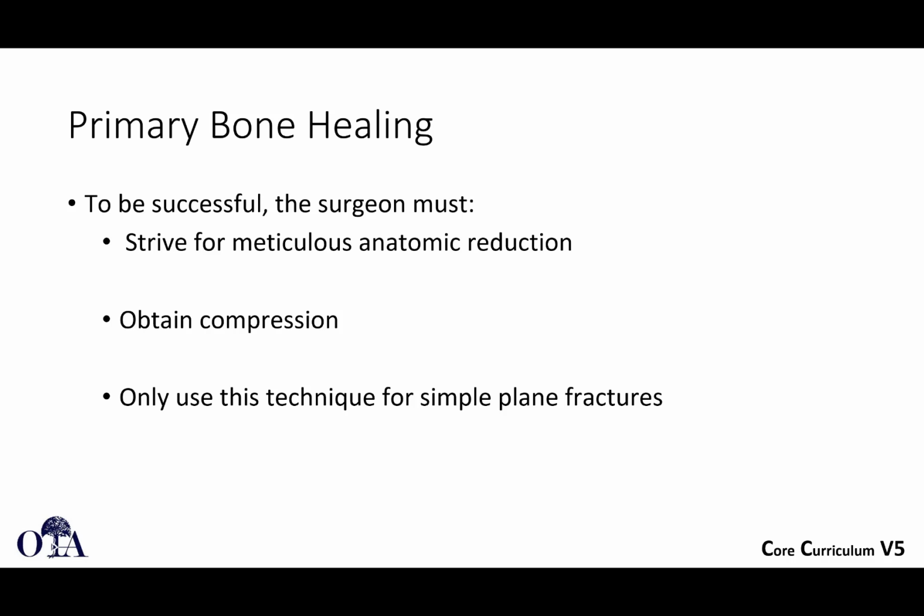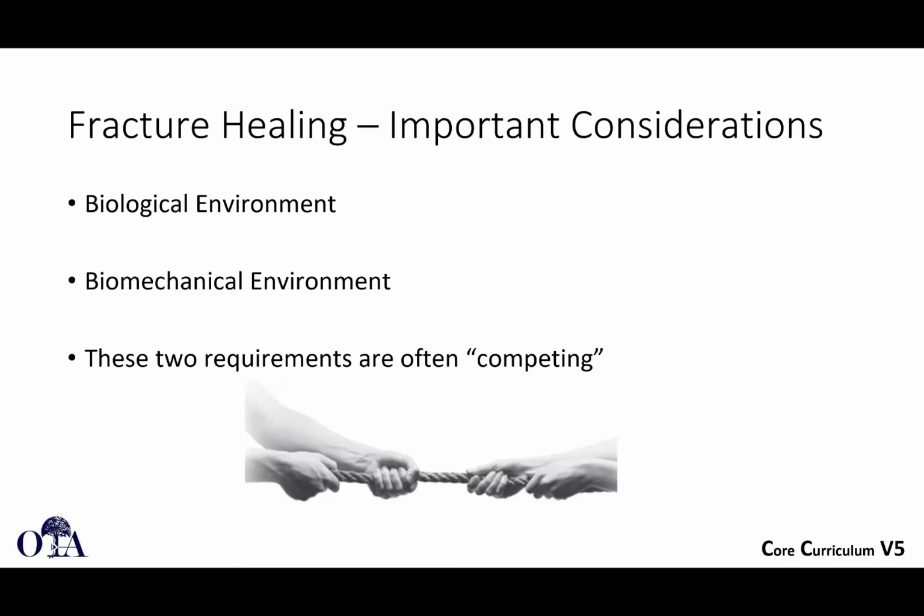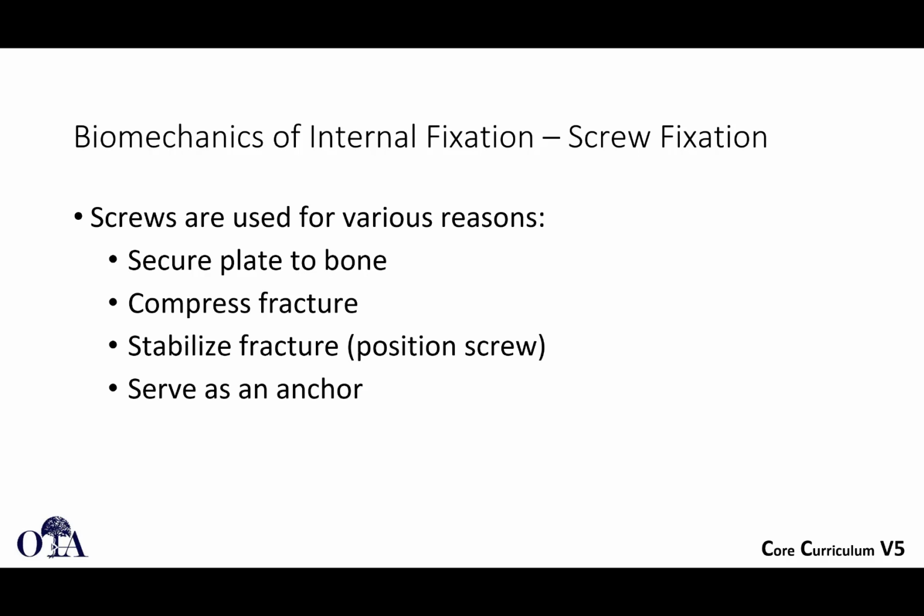So if you try to get primary bone healing, you have to strive for meticulous anatomic reduction and get compression. And this is easier to do if you have simpler fracture patterns. Other things to consider are the biologic environment and the biomechanical environment, and these two things can often be competing with each other, as we've talked about in another video.